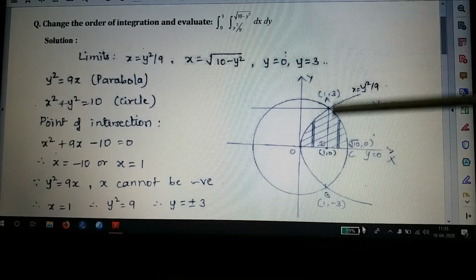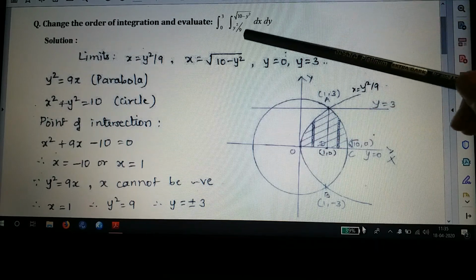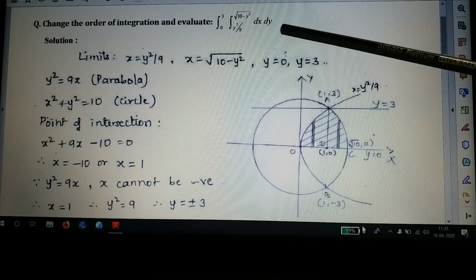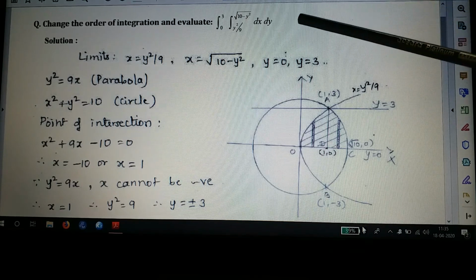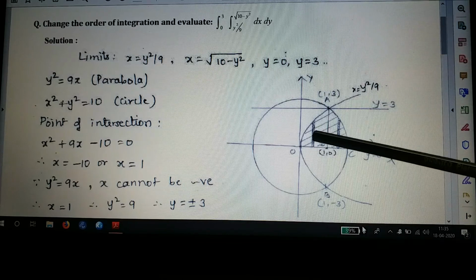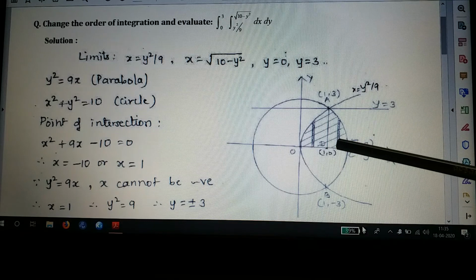Now what happens when you divide the region of integration? This given integral will now be equal to the addition of two integrals. The first double integral will come from the first region and the second double integral will come from the second region.